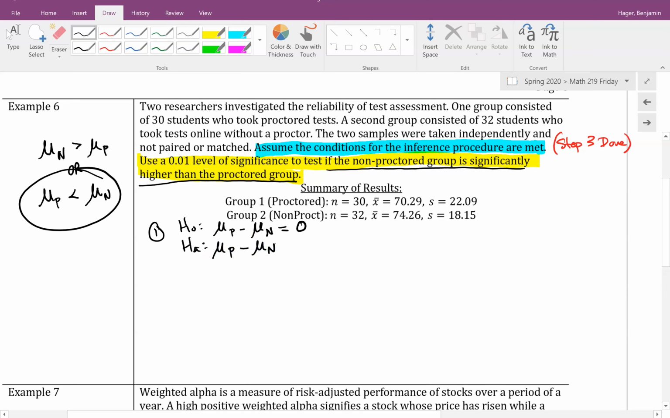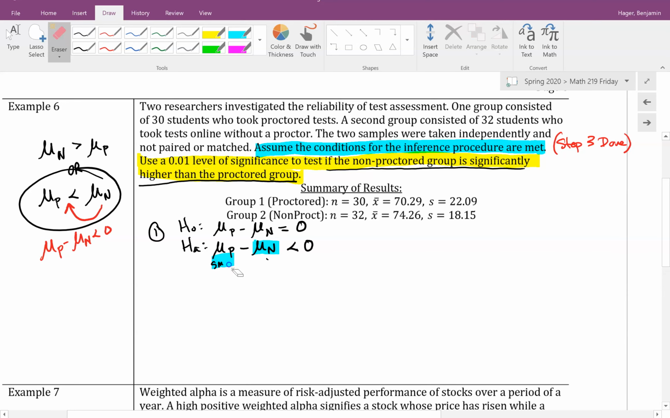The alternative to that is that the mean of the proctored group minus the mean of the non-proctored group. Now let's think about this. We think, or we're trying to test, that the non-proctored group is higher. So this number is higher than this number. Okay, if it's higher, then I'm taking a small number and subtracting a bigger number, which would leave me with a negative result. You could also see it here. If you just bring this over here, you're left with this minus this is less than 0.